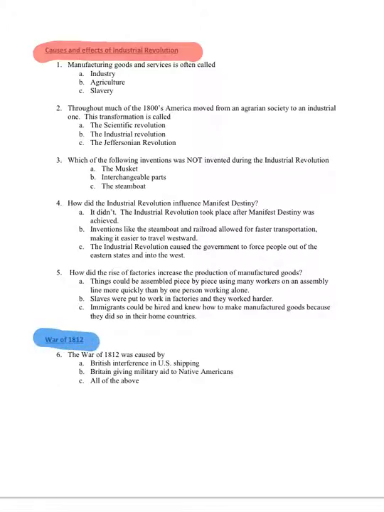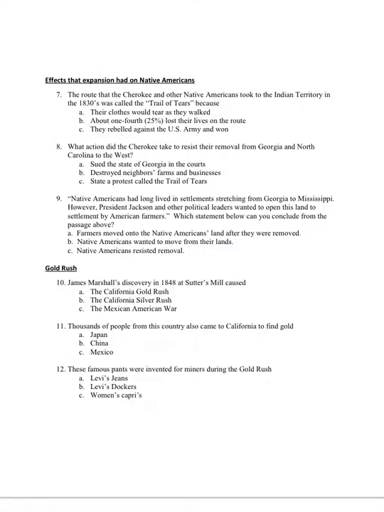Okay, so now we're on the next section, which is the War of 1812. So number 6, the War of 1812 was caused by A, British interference in U.S. shipping, B, Britain giving military aid to Native Americans, or C, all of the above. So which one of those was the War of 1812 caused by?